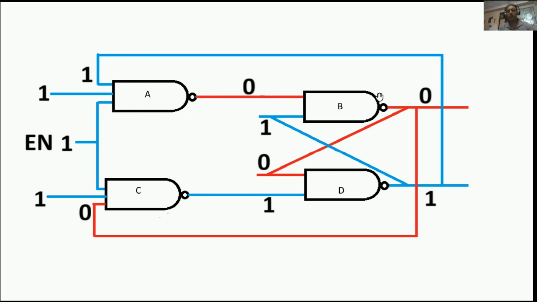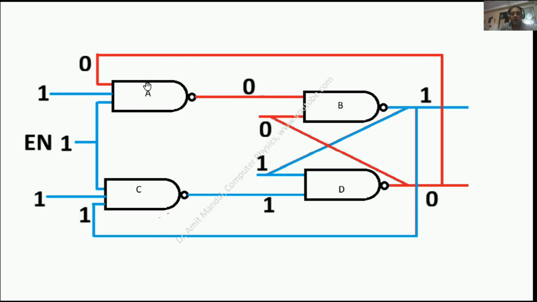Now this 0, when fed to this NAND gate B, the output will be 1, because any one input is 0, then output of NAND gate is 1. Now this 1 will be the feedback to the NAND gate D as well as feedback to the NAND gate C also. For this NAND gate D, the inputs are 1 and 1, so both are 1, then output of this D will be 0. Now this 0 will go to the feedback of B as well as it will also go to the feedback of A.